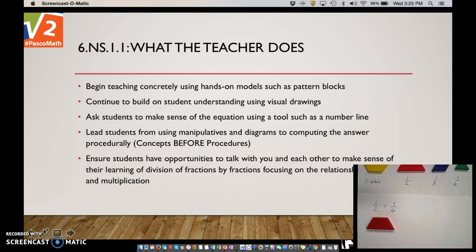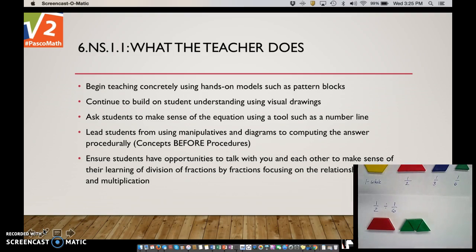Some students might layer the 1/6 piece, if you remember, is the green triangle. They might layer it on top and see how many fit. If they do that, they will see that 3 1/6 size pieces fit into a half. So the answer of 1/2 divided by 1/6, how many 1/6 are in a half? The answer is 3.